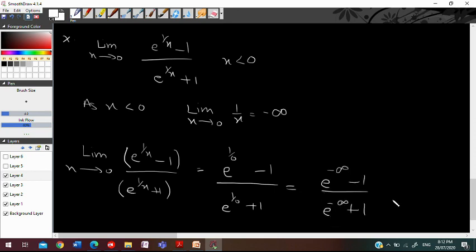This is minus infinity, and it gives you 0: 0 minus 1 divided by 0 plus 1. Keep in mind that exponent power minus infinity is equal to 0. So here you have the answer minus 1. So this is the end of our exercise 1.3.